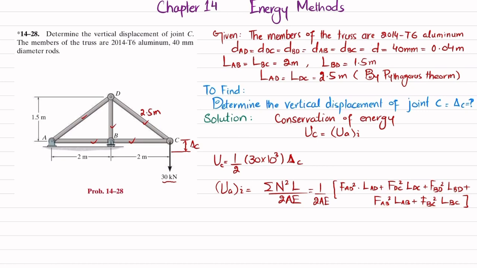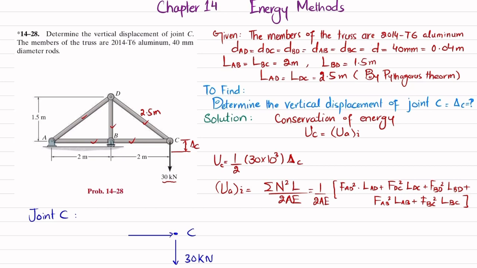The first step is that we will take joint C and draw the free body diagram. Due to this load, this is joint C. This member BC will exert force in this direction, and this member CD will act with force in this direction at point C. Clear? So I will draw it. This is point C. This is the 30 kilonewton load. This is F_BC, which is in this direction.